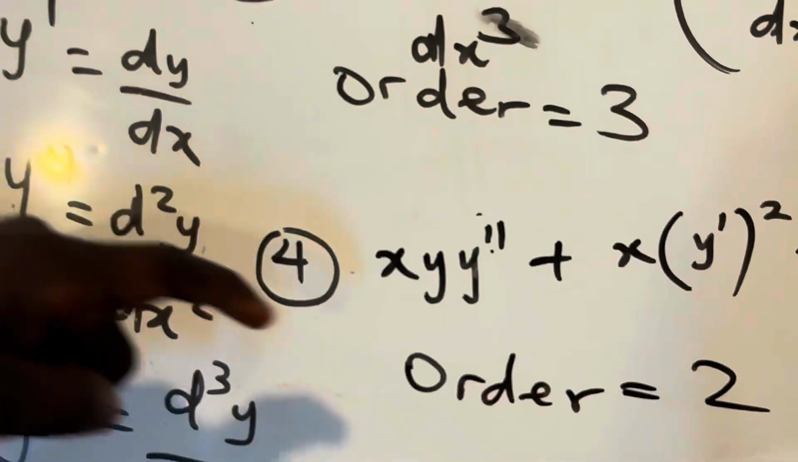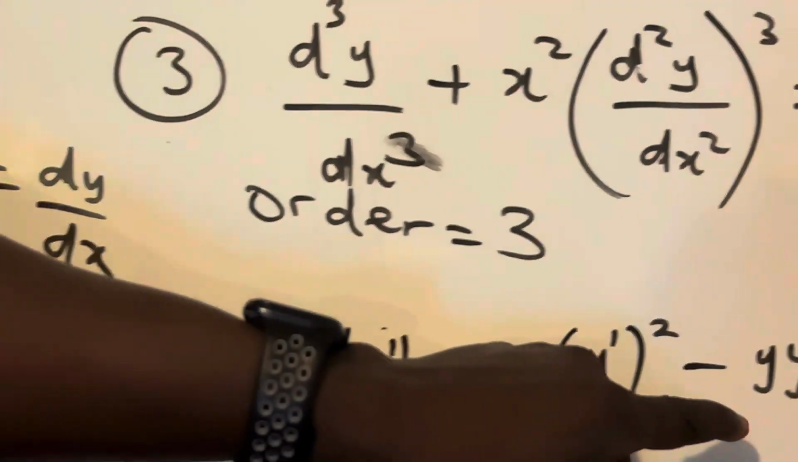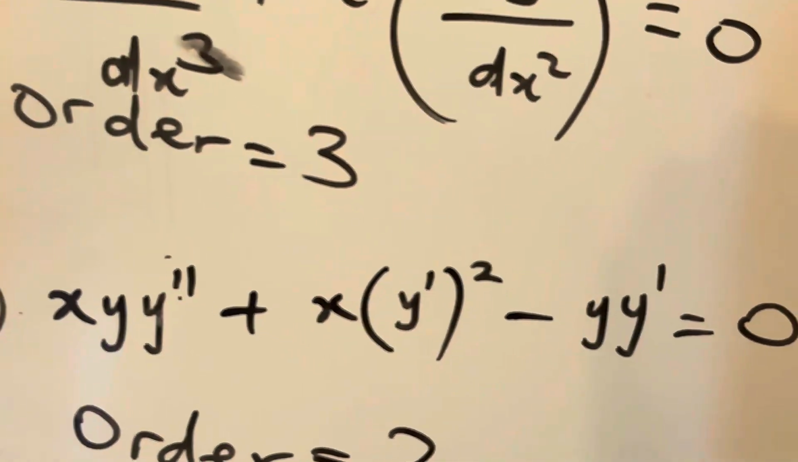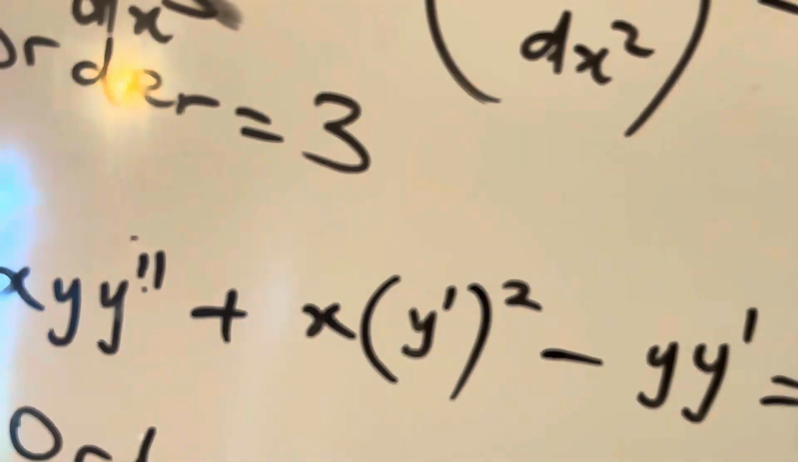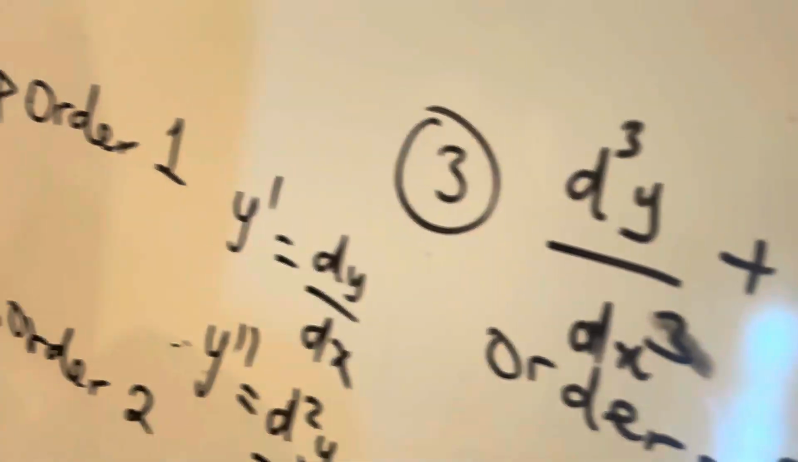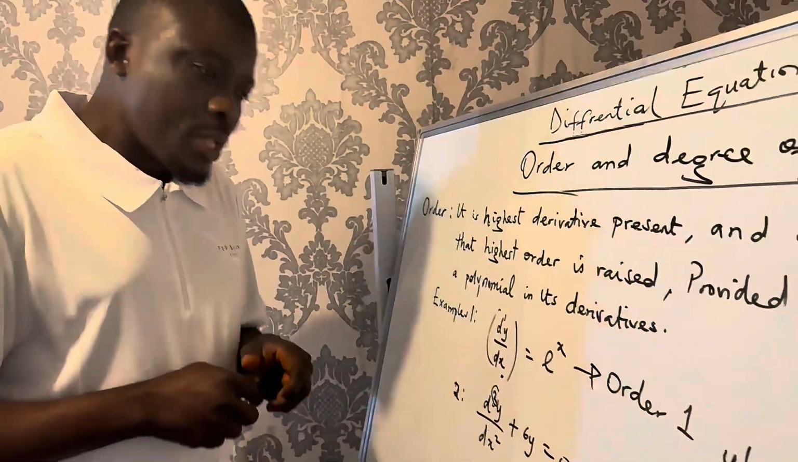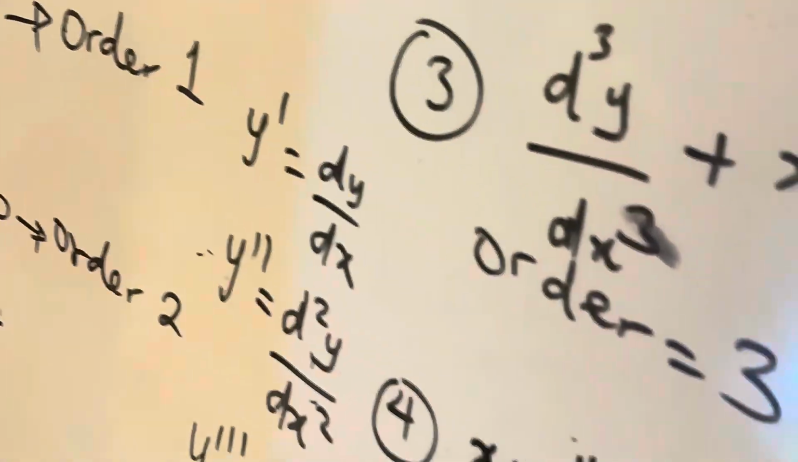So I'm writing this differential equation in this form because dy/dx can be written in form of y prime. It can also be written in form of y double prime. So that's how to determine the order of a differential equation.